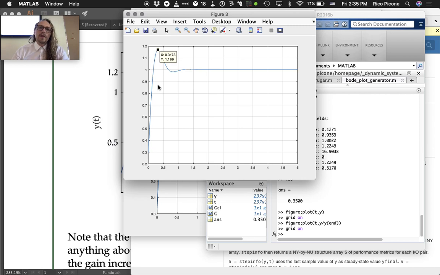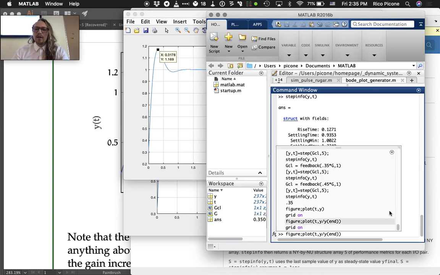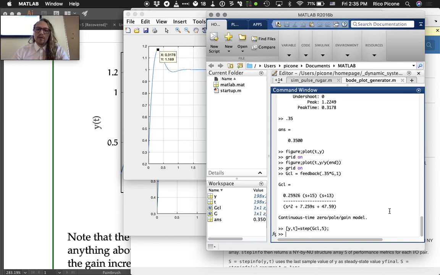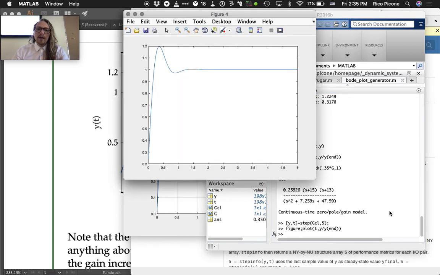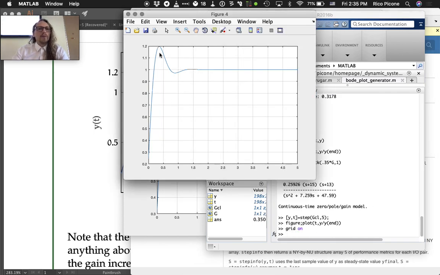Well, actually, this was for a little bit bigger gain, wasn't it? We have only 16.9% overshoot. So let's go back to 0.35. Make sure we do our simulation again. And then let's plot that and grid on. And we're right at 20%. So we're feeling pretty good about that design, I think, at this point.